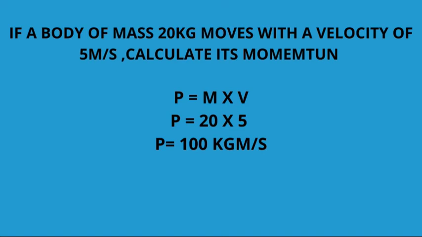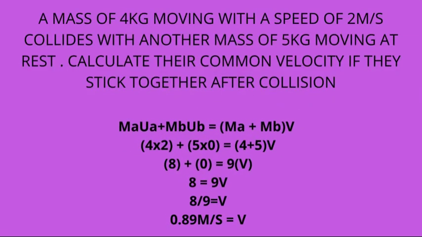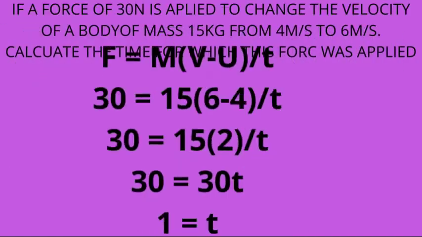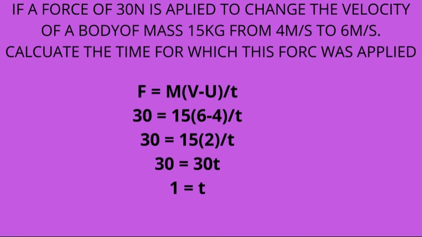Then moving forward, we have another example. It says a mass of 4 kg moving with a speed of 20 meters per second collides with another mass of 5 kg at rest. Okay, it's at rest. Calculate their common velocity if they stick together after collision. It's still conservation of momentum. The only difference with this one now is that the two bodies, when they collided, did not separate, they did not bounce off each other, they moved together. Okay, since they moved together, they have the same velocities.